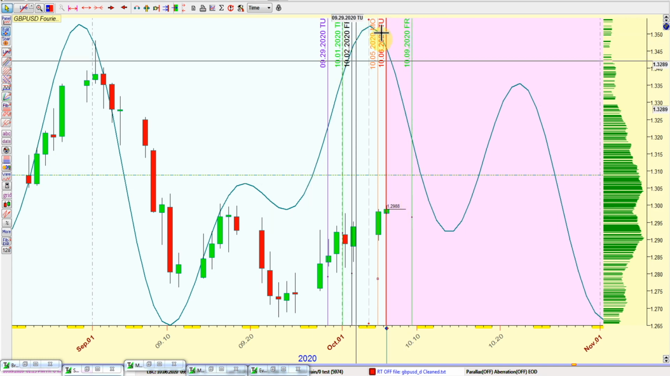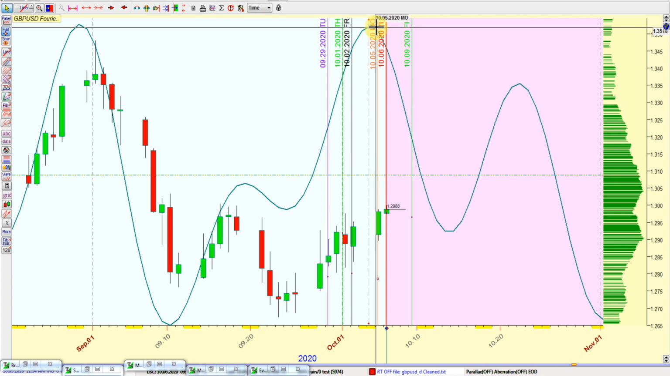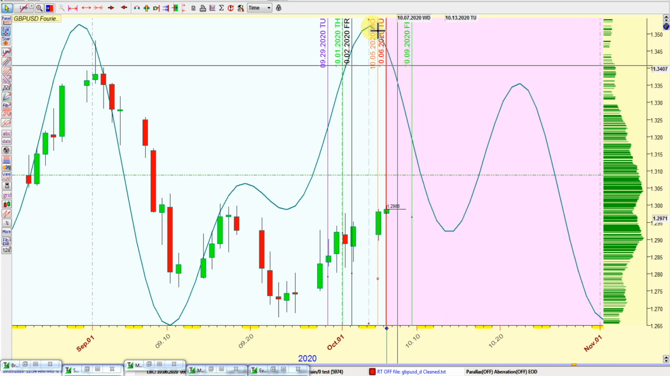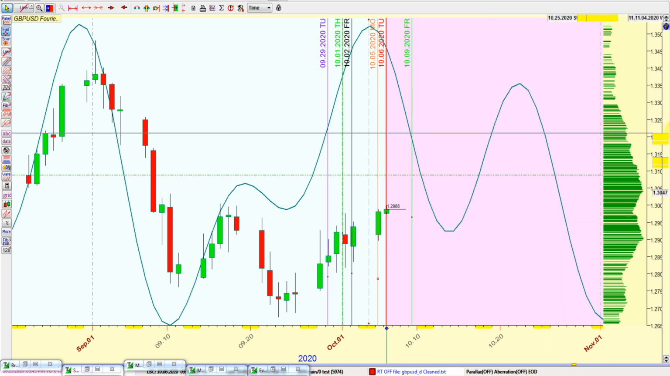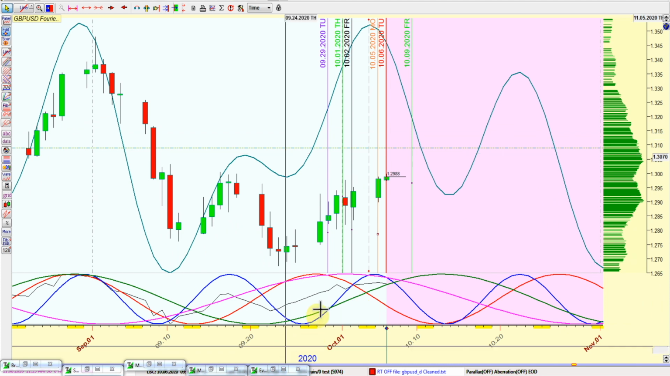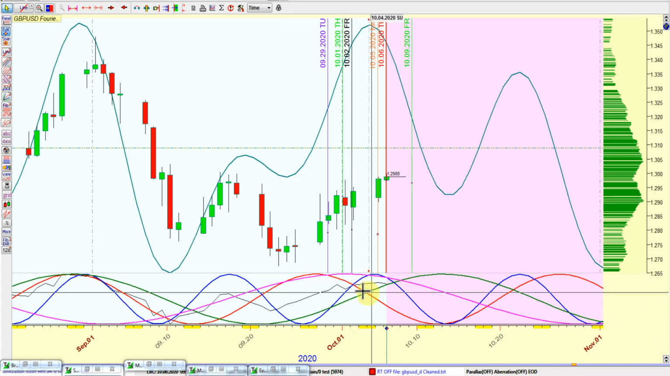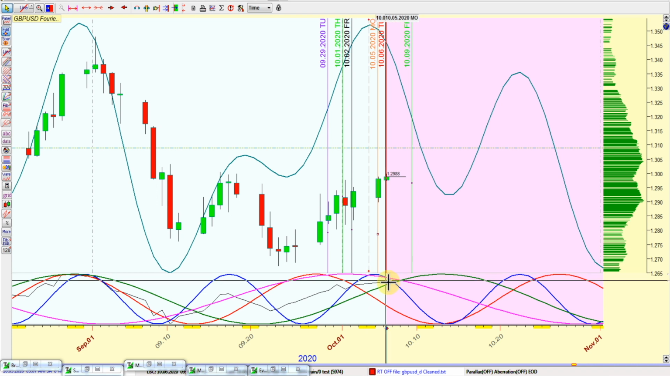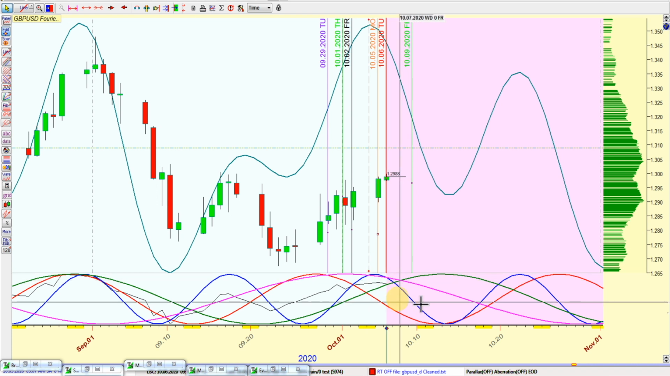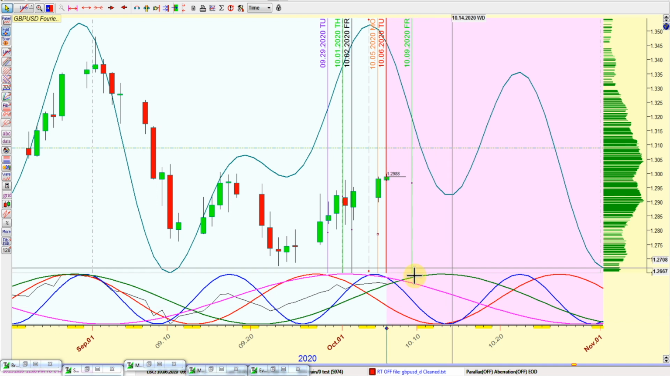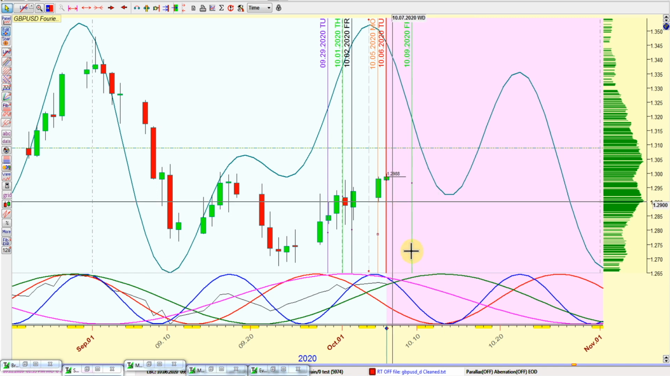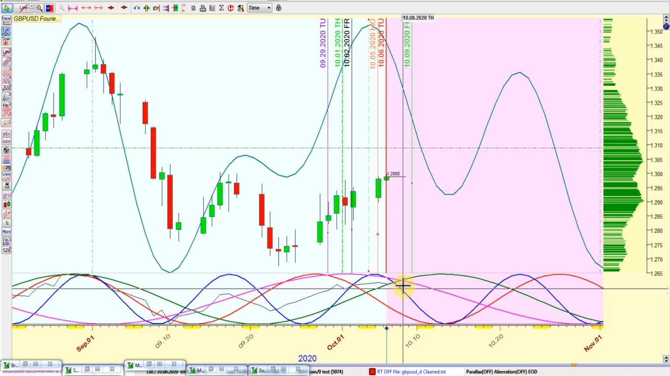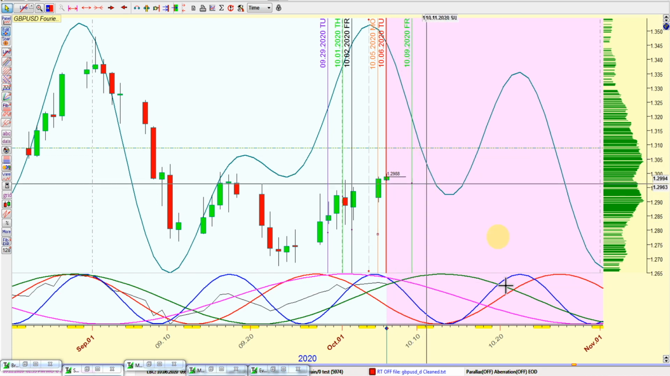Looking at our composite cycle, it topped out on the 4th, 5th, and now it's pointing lower. So that's one for the bears. The cycle is pointing lower. If we look at our spectrum, you can see that the magenta, the blue, and the red all topped out and are pointing, and momentum is to the downside. The only one that's positive is this green one, which tops out somewhere around the 13th of October. So it looks like the bears, in regards to the cycle indicator, have more of an edge.